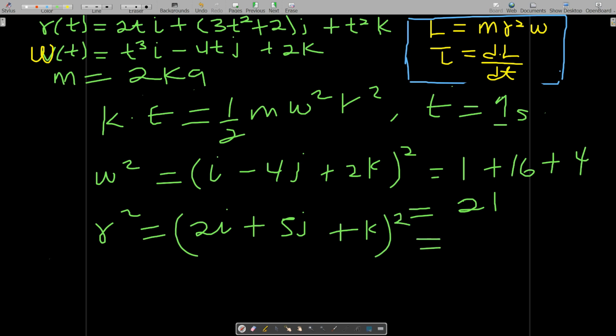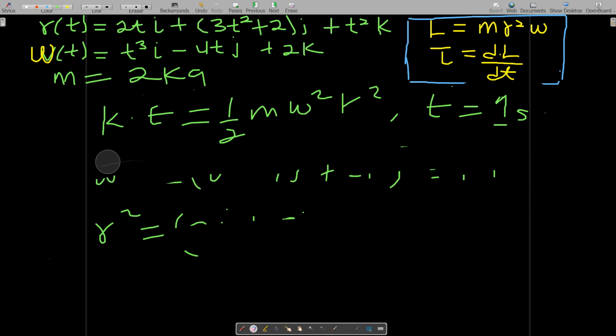And we had this to be 2 squared, which is 4, plus 25 plus 1, which is 30. Okay, so this is very simple. Now we have 21 and 30, so let's come back and write them here, and we get our answer very quickly like that.